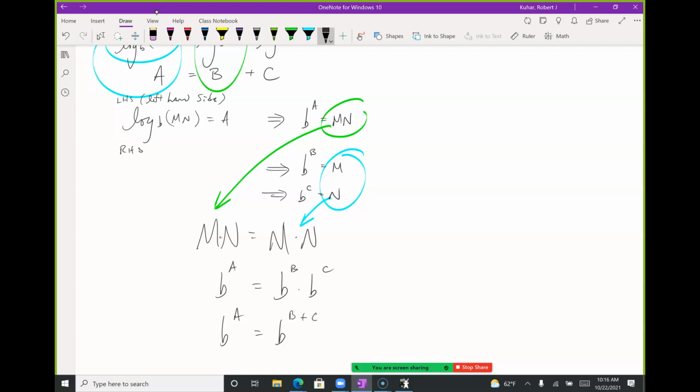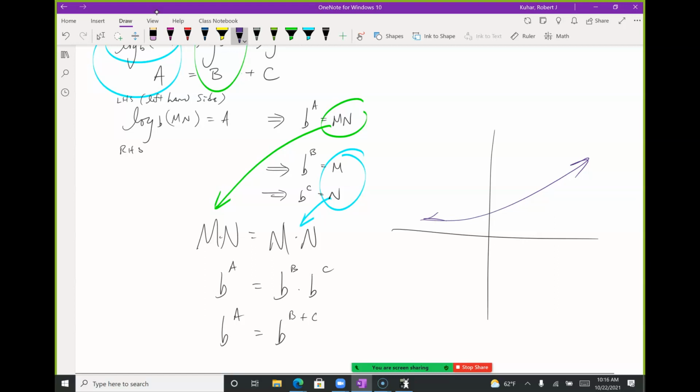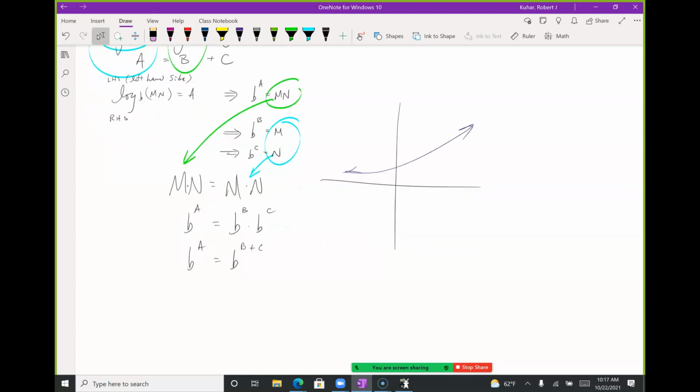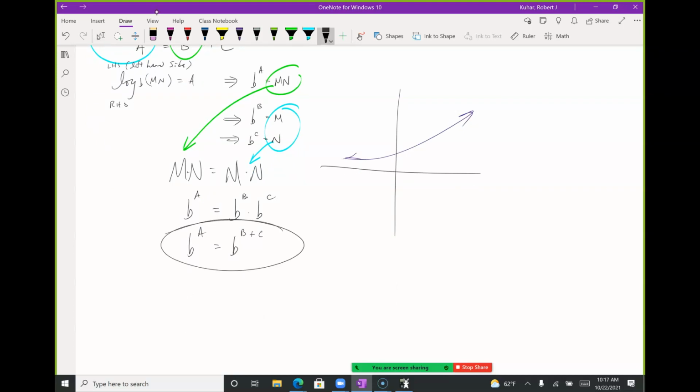But an exponential function has what special property? What do I know about exponential functions? It can't equal 0. It can't be negative. Good. What else? What other thing do you notice just by looking at the graph of this exponential? Increasing. Good. What else? It's 1 to 1. So I have equal outputs, which means I must have equal inputs. So A must be equal to B plus C. There it is.